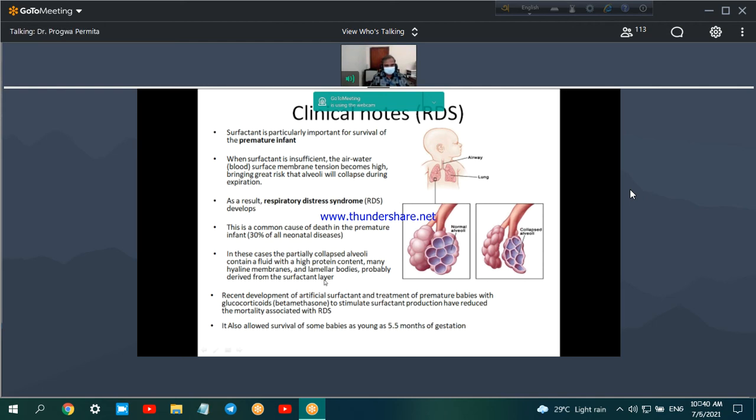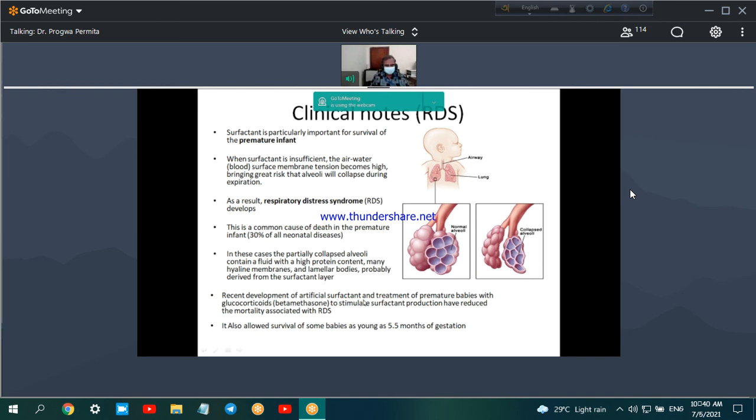In these cases, these are the partially collapsed alveoli. This is the normal alveoli in a normal child, and this is partially collapsed alveoli. They contain a fluid with a high protein content, many hyaline membranes, and lamellar bodies, probably derived from the surfactant layer.